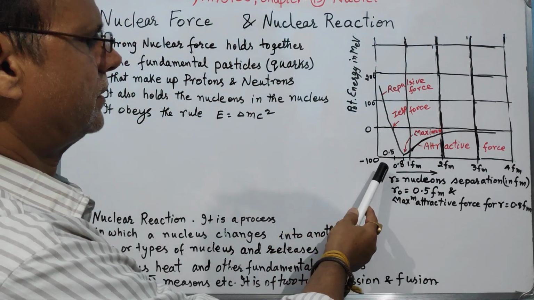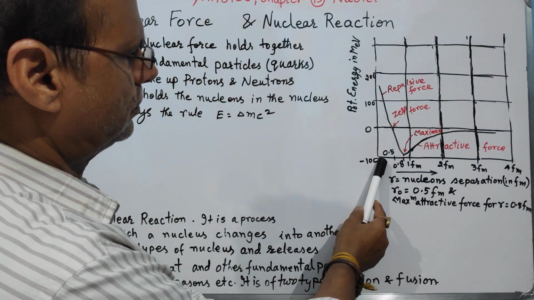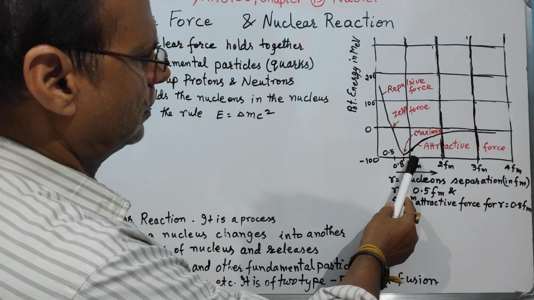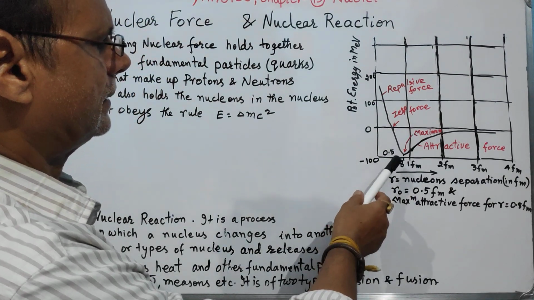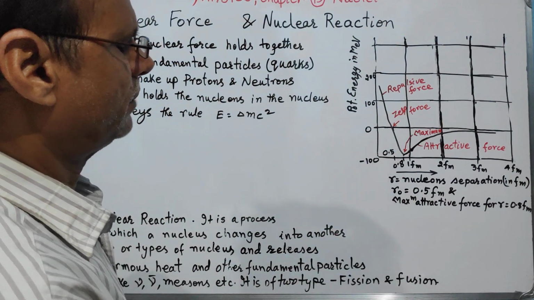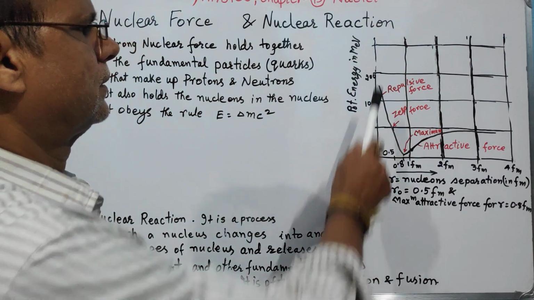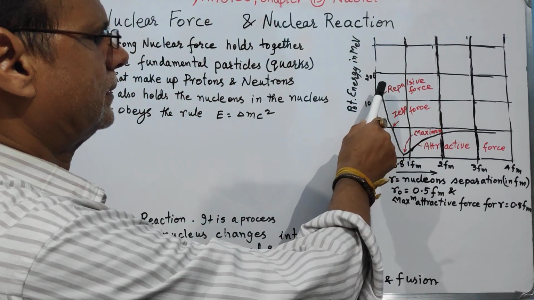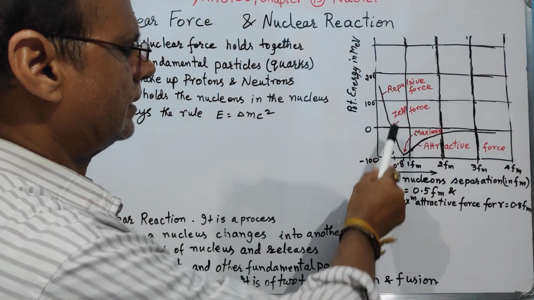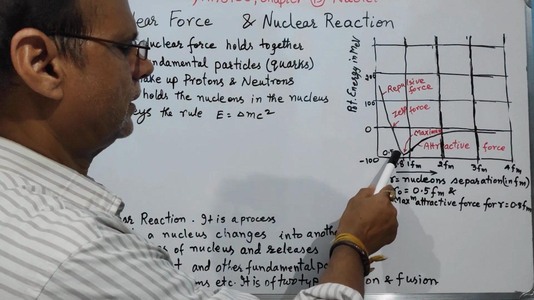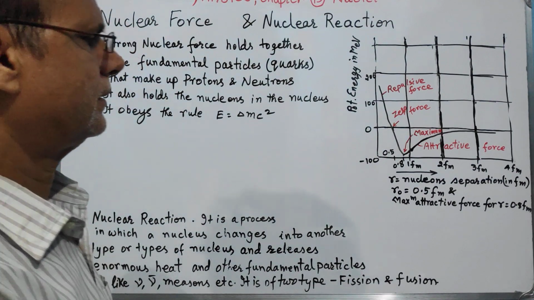Means when the separation is very small, of the order of say zero, this corresponds to 1 femtometer. If the separation is less than 0.25 femtometer, then the force is highly repulsive, here you see, and as this separation is increased, it finally becomes zero at some distance equal to, in a typical case, 0.5 femtometer.